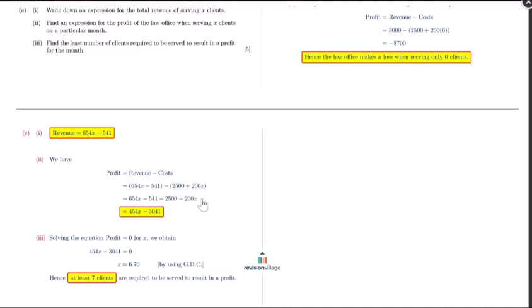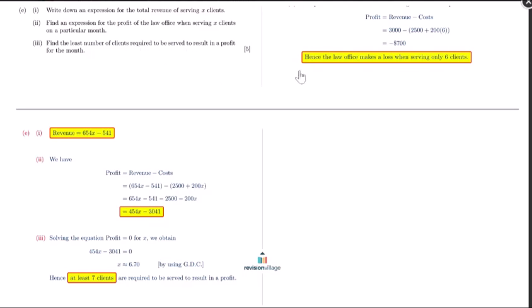In this next line, I have simply expanded out my brackets, and then to get to the final line, I have grouped like terms. So I can group my X's together. I have 654 X's here, negative 200 X's there. That gets 454. And then same for the constants, I group these two negative numbers together to get negative 3041. Okay, so that's a very useful expression for the profit that the law office makes for a given number of clients. And we're now going to use that for the third part of E, which is to find the least number of clients required to be served to result in a profit for the month.